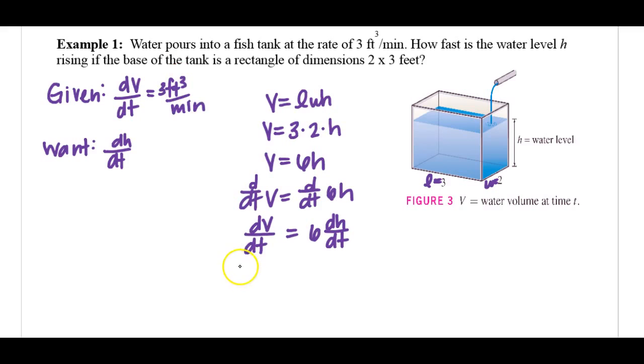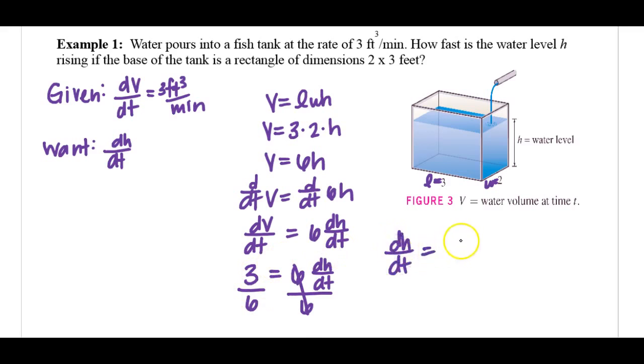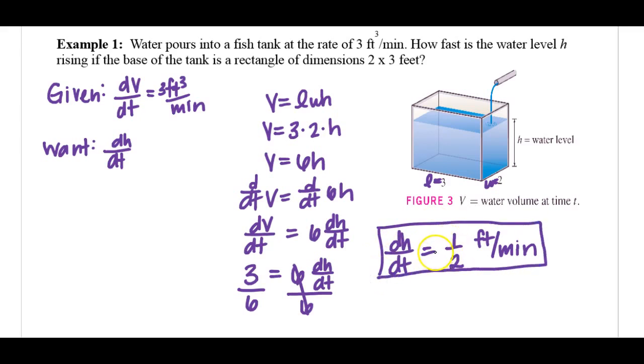So using implicit differentiation, and I was given that the rate of change of the volume is 3 feet cubed per minute, so 3 can be input for dV/dt, and that has to equal 6 dh/dt. So now if I want to solve for dh/dt, I divide both sides by 6. The 6's cancel, this reduces to 1 over 2, so dh/dt is 1/2. My units, this is just one part of my three-dimensional volume, so my units have to be in feet per minute. So dh/dt is 1/2 feet per minute.